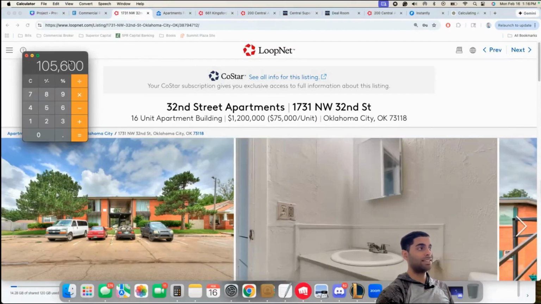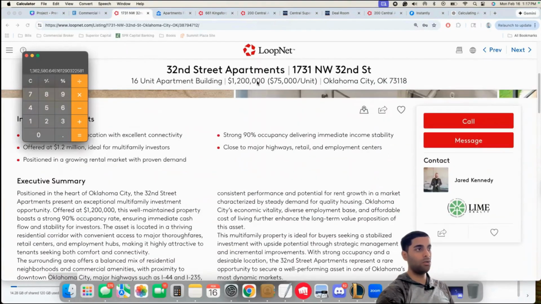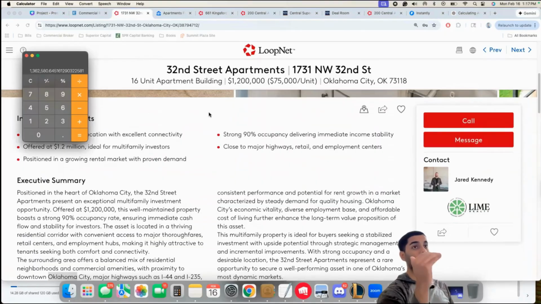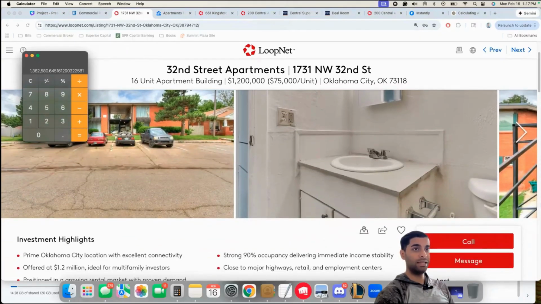So I have my stabilized net operating income divided by 0.0775. That gives me a stabilized value of 1.362 million, and they're asking 1.2. So the question comes down to, how close is this thing to stabilized? How much money? Because we're looking at the stabilized number. So you're going to have to buy this and most likely raise rents, clean units up.